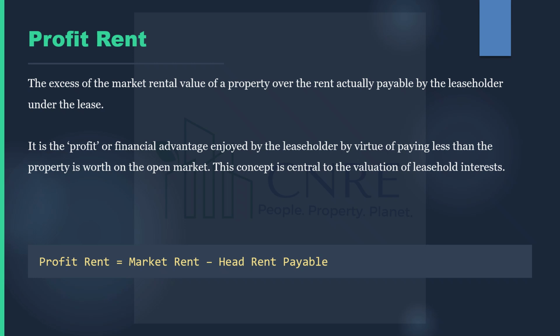And in the case where the lessee also has a tenant who we call a sub-lessee. So yes, the lessee is a tenant to the landlord, but in a case where he also sublets his property and gets a tenant, of course, he's going to get a higher rent than what he paid for the property. So the difference between what he collects from the sub-lessee and what he paid for the property is a profit rent. Okay, so there's a simple formula here that says the profit rent is equal to the market rent minus the head rent payable. Head rent is the rent that the lessee paid to the landlord.